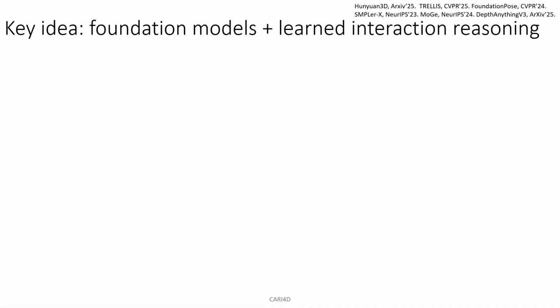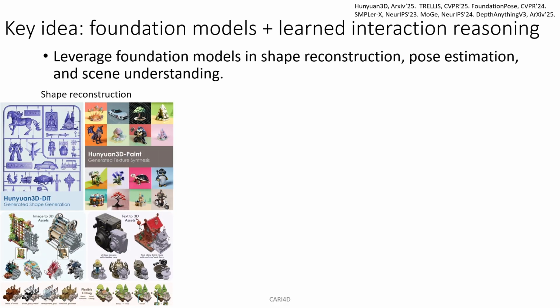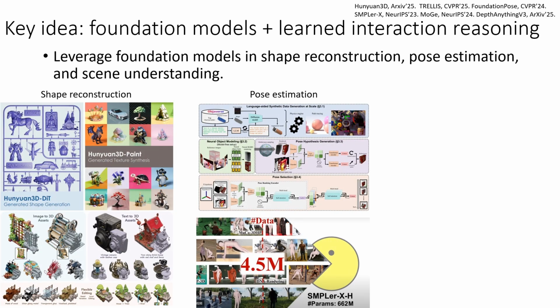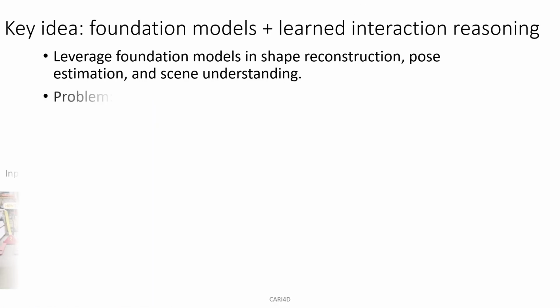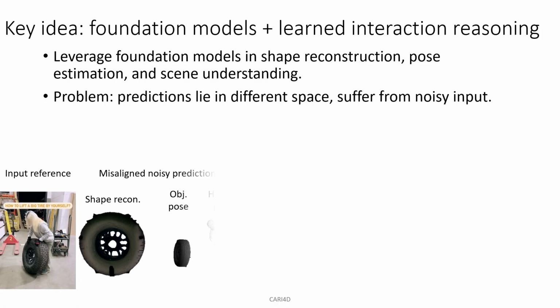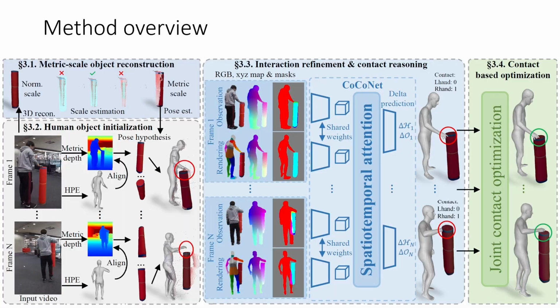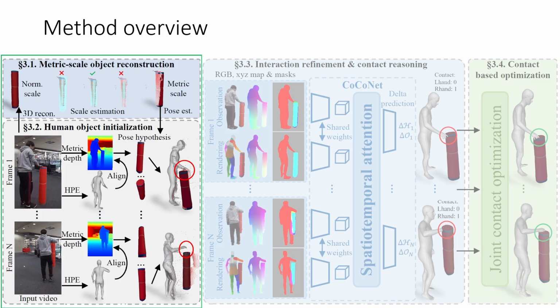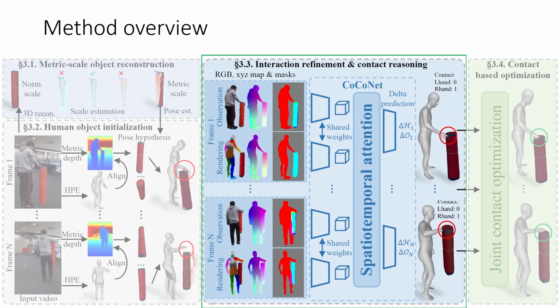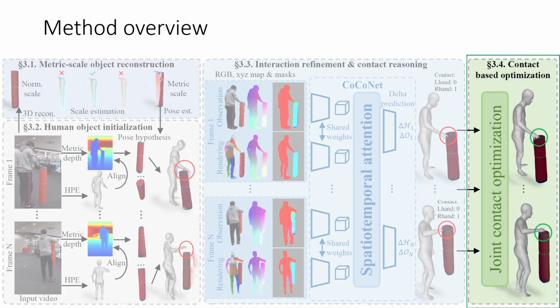Our key idea is first leveraging foundation models in shape reconstruction, pose estimation, and scene understanding. This is, however, non-trivial as the predictions lie in different spaces and they can suffer from noisy input. Our solution is to align the predictions and learn a model that reasons about interaction but is category agnostic. This is an overview of our method. We start with initialization using foundation models and then learn a model to reason about contacts and refine interaction poses, which are then used to further improve the realism of the contacts via optimization. Please see our paper for more details.